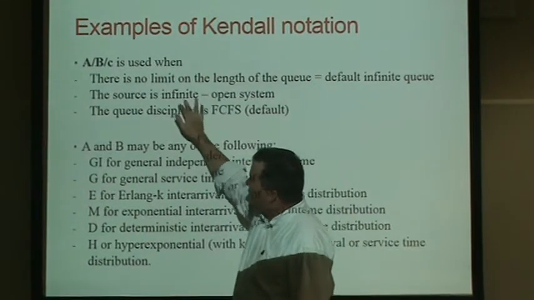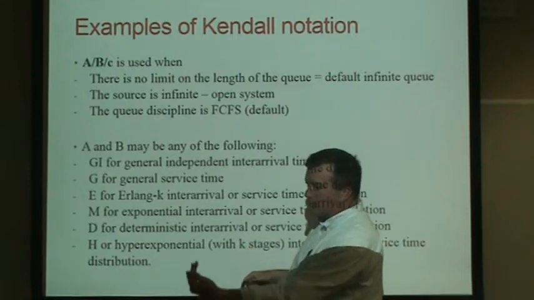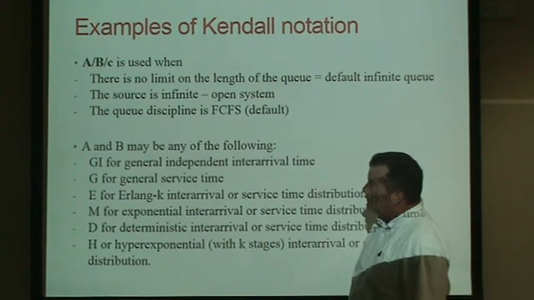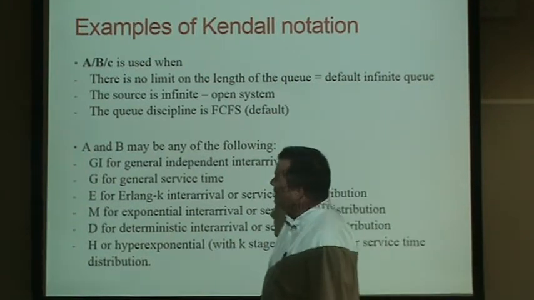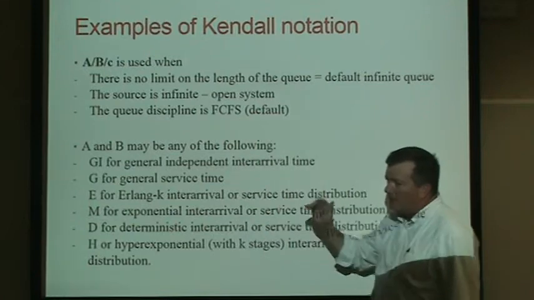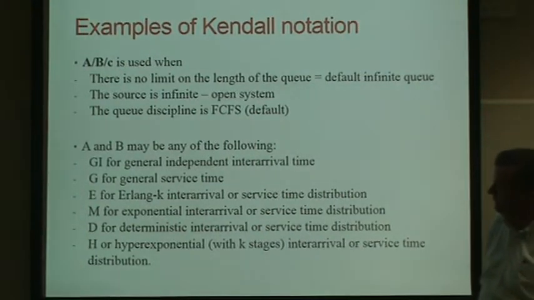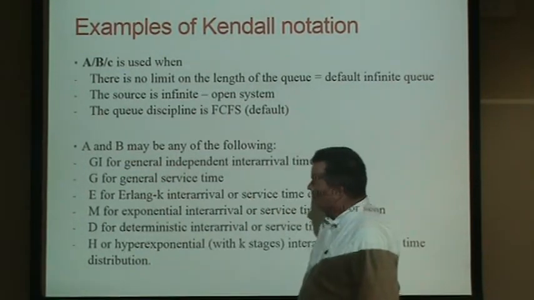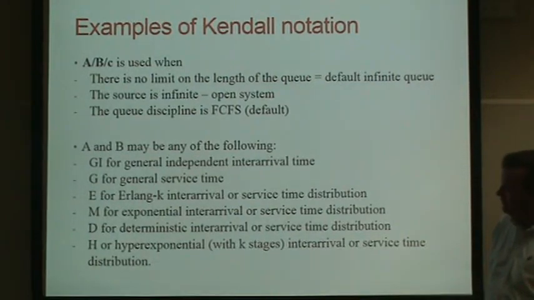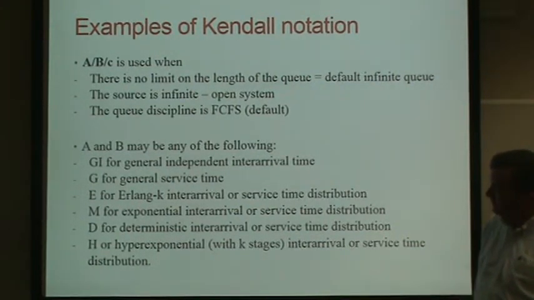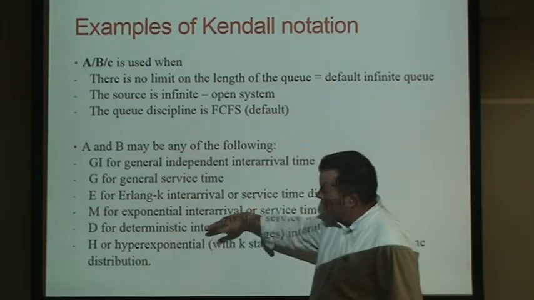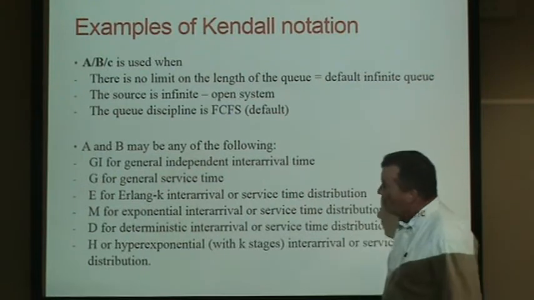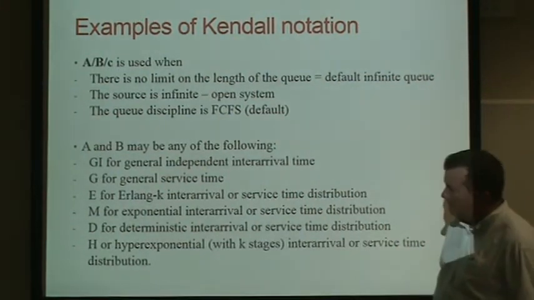The source of customers is infinite, so it's an open system. Customers are coming in from the outside world, they participate in our queuing system and eventually leave our system. So we don't have a finite number of customers. And by default, first come, first serve is the default queuing discipline. And as far as the A and the B go, we can have general independent interarrival times, general service time. Erlang, a famous mathematician, has a series of distributions which are hybrids of the 2 extreme cases.